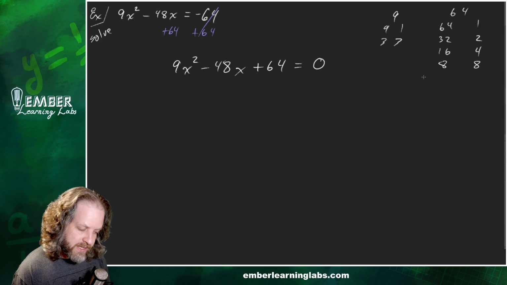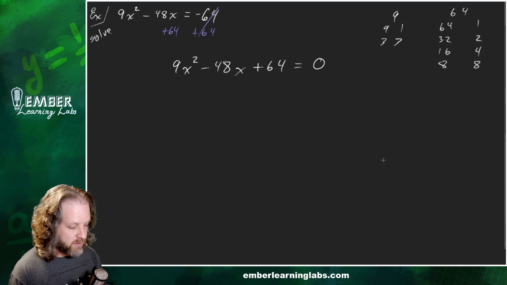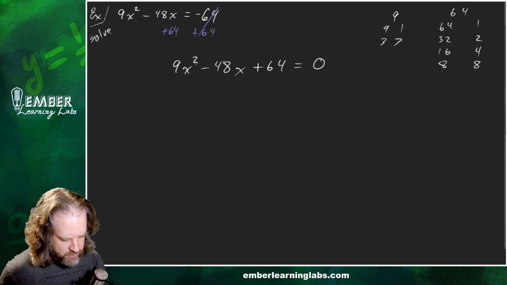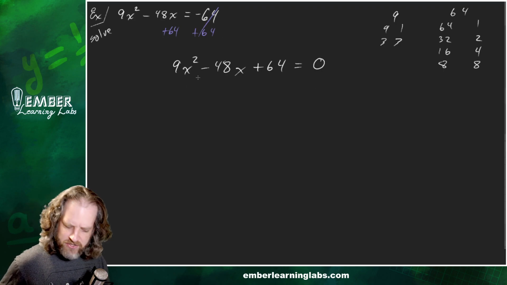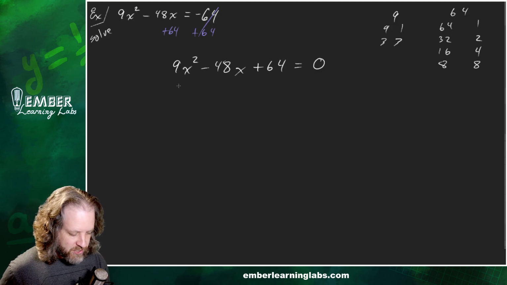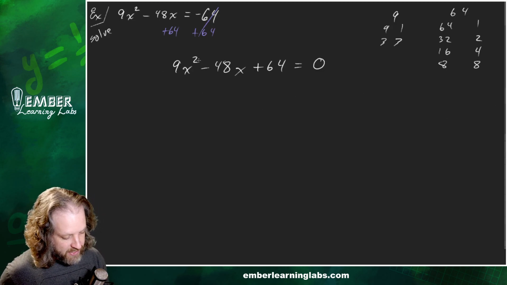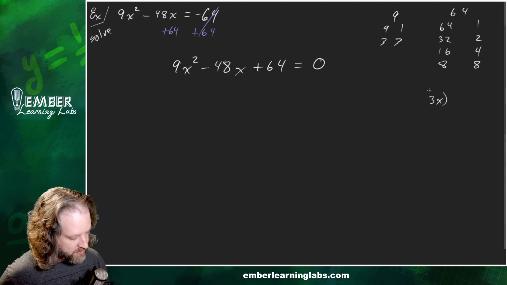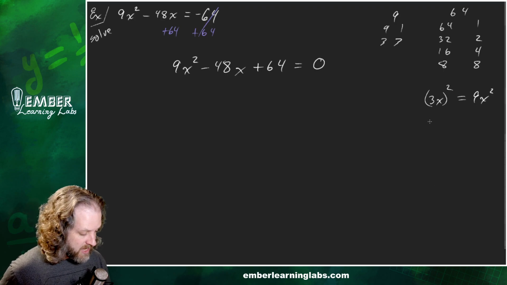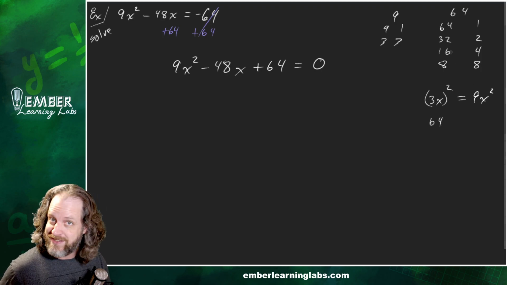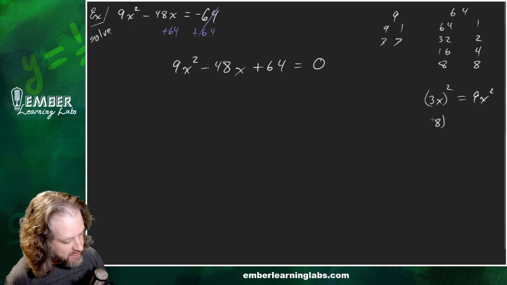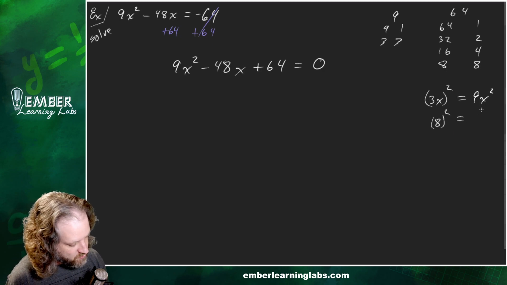Taking a look at this, let's see how these both match. That makes me wonder if this is a perfect square. Let's run our checks real quick and see. Could this possibly be a perfect square? Is 9x squared a perfect square? Yes, because 3x squared equals 9x squared. Is 64 a perfect square? Yes, because 8 squared is 64.